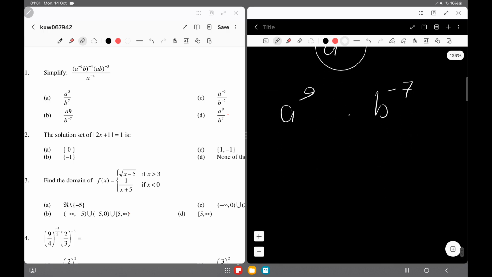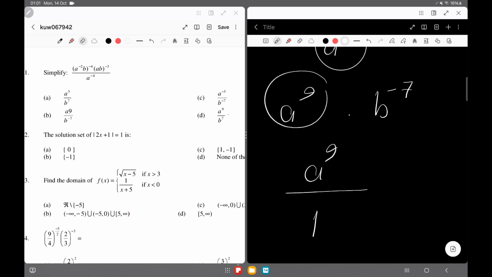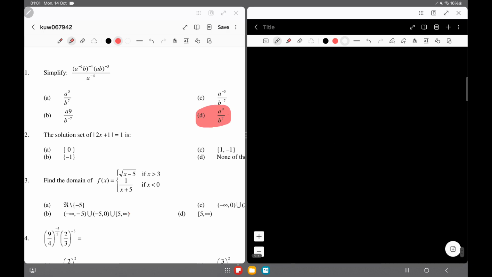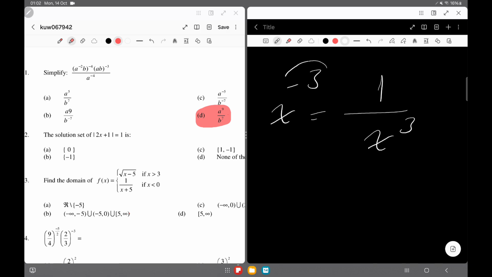So we don't need negative powers. We will write this the same, but this we will make it down to convert this to positive 7. Okay, so the right answer is D. As usual, if we have, for example, x to the power of negative 3, it's 1 over x to the power of positive 3. If you want to remove the negative sign, just make it down, so we will remove it.